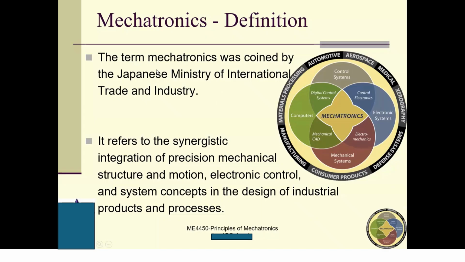So the term mechatronics was coined by the Japanese Ministry of International Trade and Industry, around the 1980s. 1987, I'm sorry. So it's either 1970 or 1980s. It refers to the synergistic integration of precision mechanical structure and motion, electronic control, and system controls in the design of industrial products and processes. This is the original definition, okay?